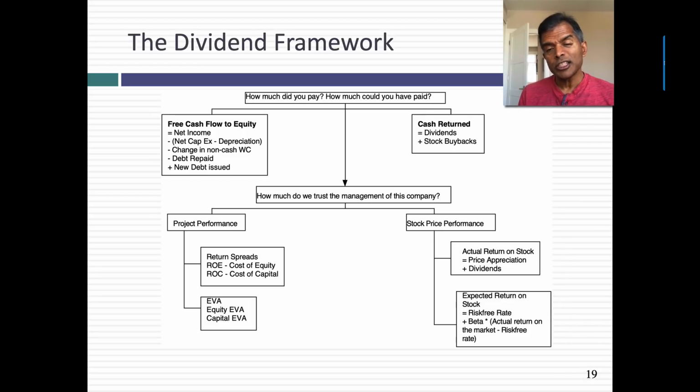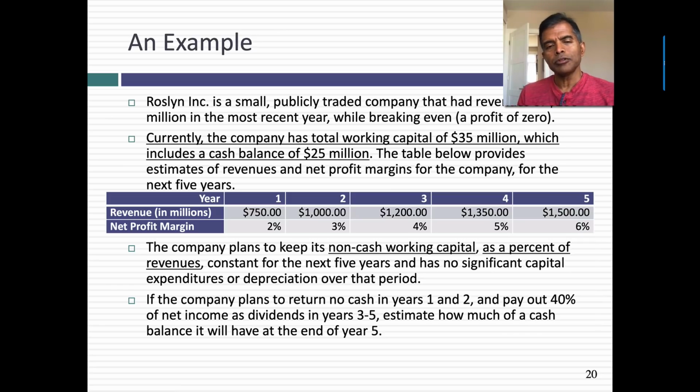Free cash flow to equity is cash left over after every conceivable need. Incidentally, it's the same free cash flow to equity we talked about in the context of a project. And once I make that comparison, I ask how much do I trust the management of the company? And to make that judgment on trust, I look at your past performance, both in taking projects. Remember how we looked at whether a project was a good project or a bad project, and how well the stock has done by looking at the returns your stock has made relative to the market and relative to the peer group. So let's try a simple example to see how this will play out.